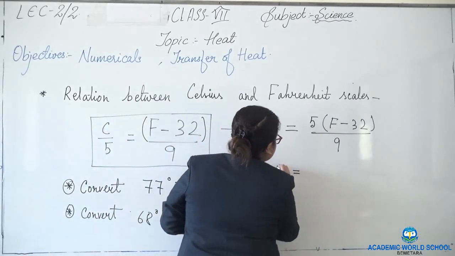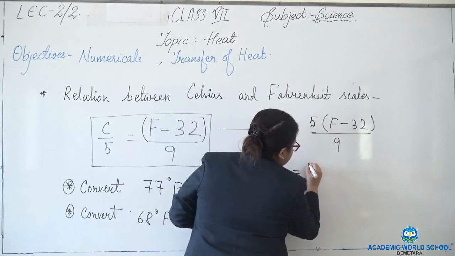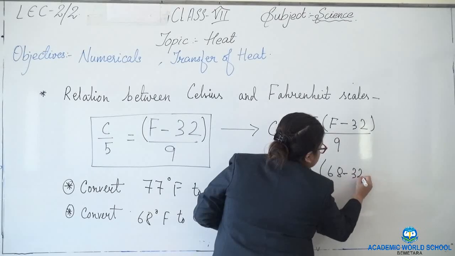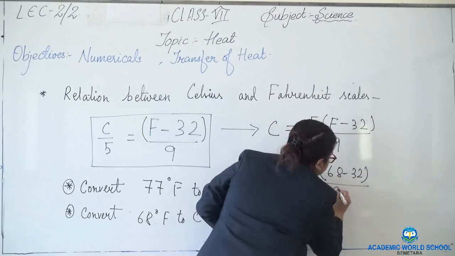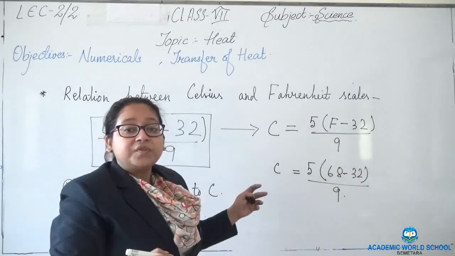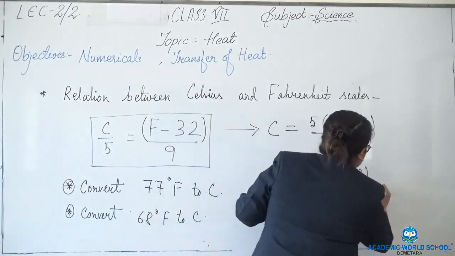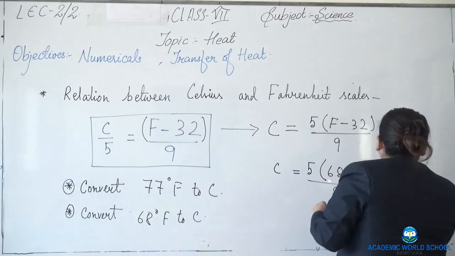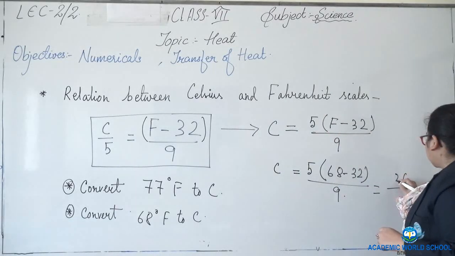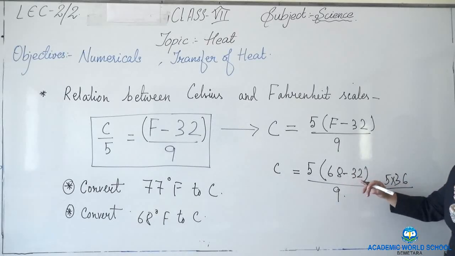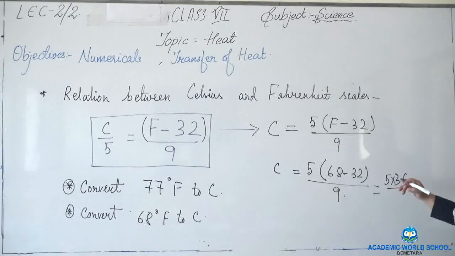So C is equal to 5. Inside the bracket I will write 68 minus 32 by 9. And we will first solve the bracket. So I get 68 minus 32, I get 36. 5 multiplied by 36 by 9.